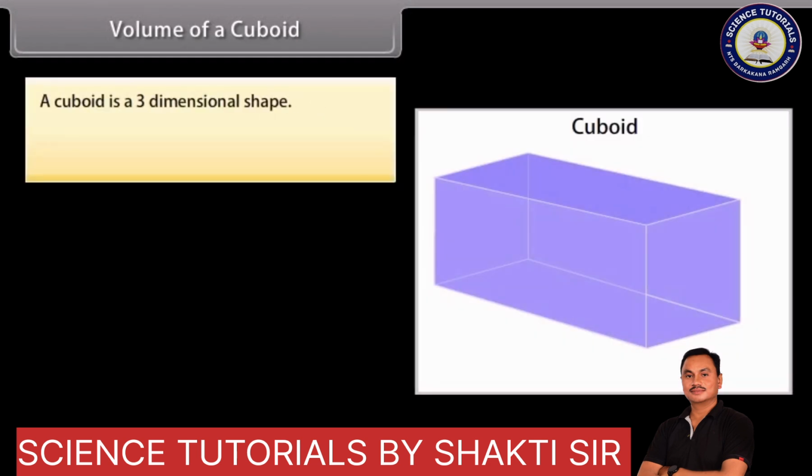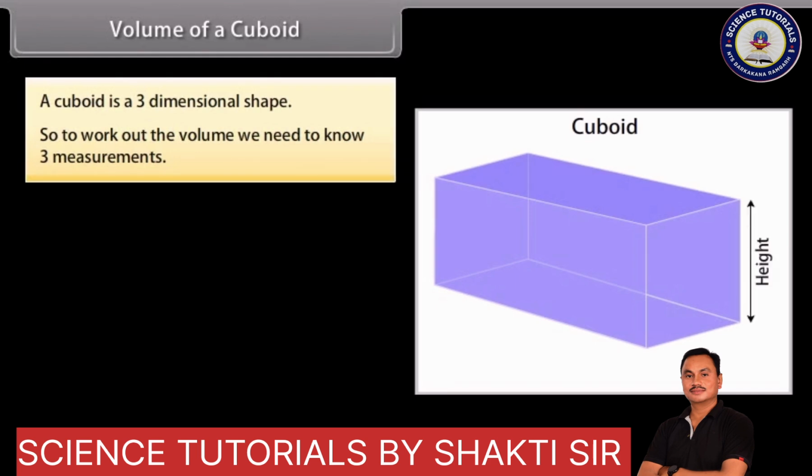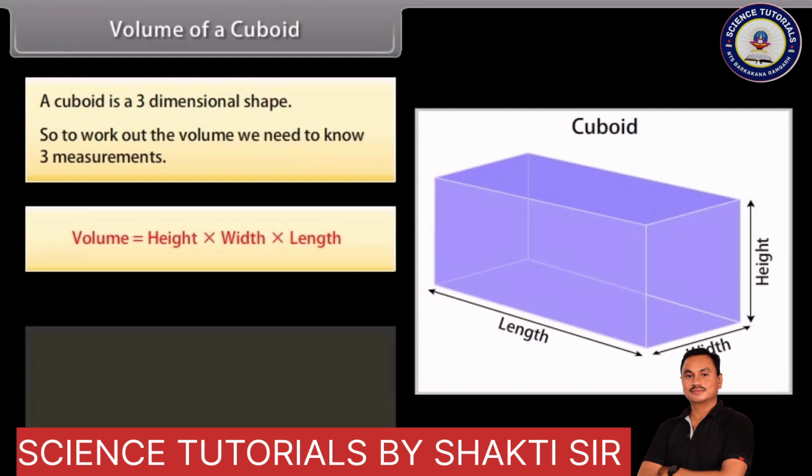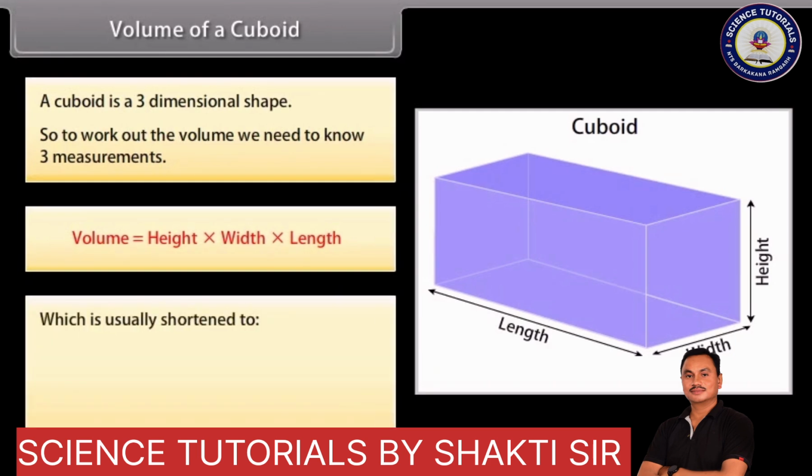Volume of a cuboid. A cuboid is a three-dimensional shape. So, to work out the volume, we need to know three measurements. Look at this shape. There are three different measurements: height, width, length. The volume is found using the formula, which is height into width into length, which is usually shortened to V as H into W into L, or more simply, V is equal to LWH.